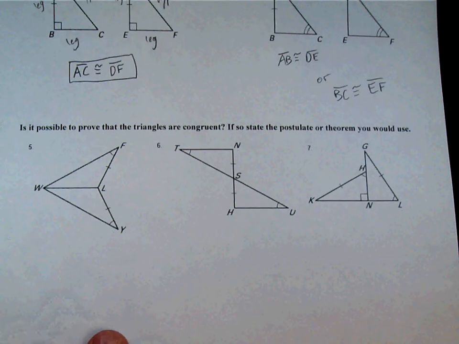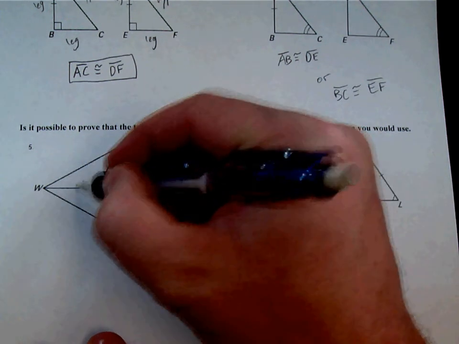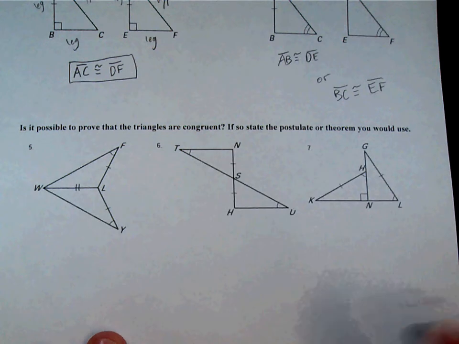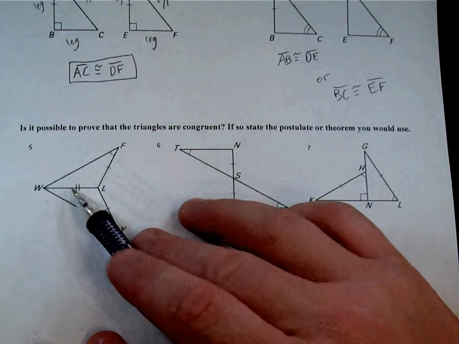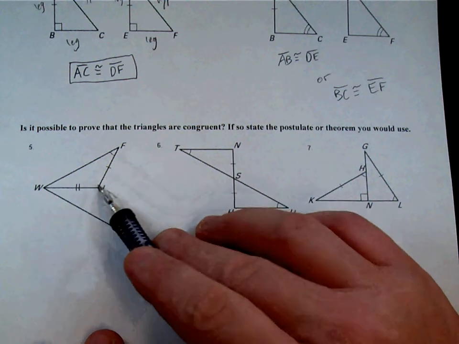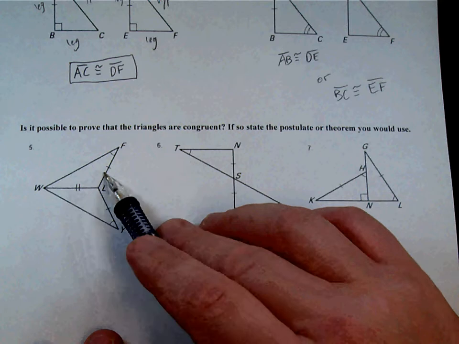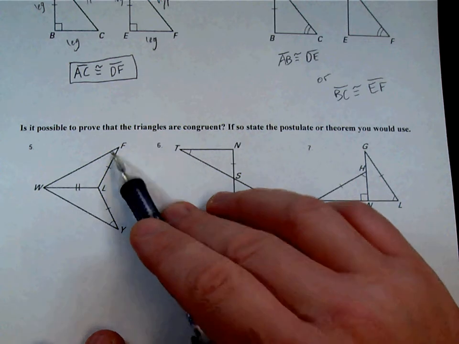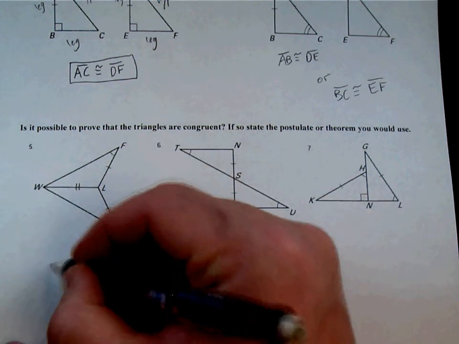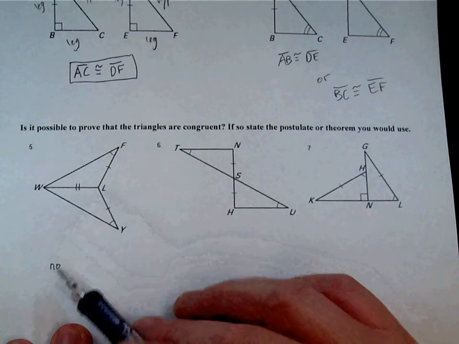Now down below, is it possible to prove the triangles are congruent? So in number 5, the piece that we know is congruent that's not marked is the shared side. Now when I look at this top triangle, I have two sides, a single and a double dash, and an angle, but it's not the angle between them, so it's not side, angle, side. So this would be side, side, angle. That's not one of our congruencies. In this case, we don't have enough information. So is it possible to prove the triangles are congruent? We would say no.